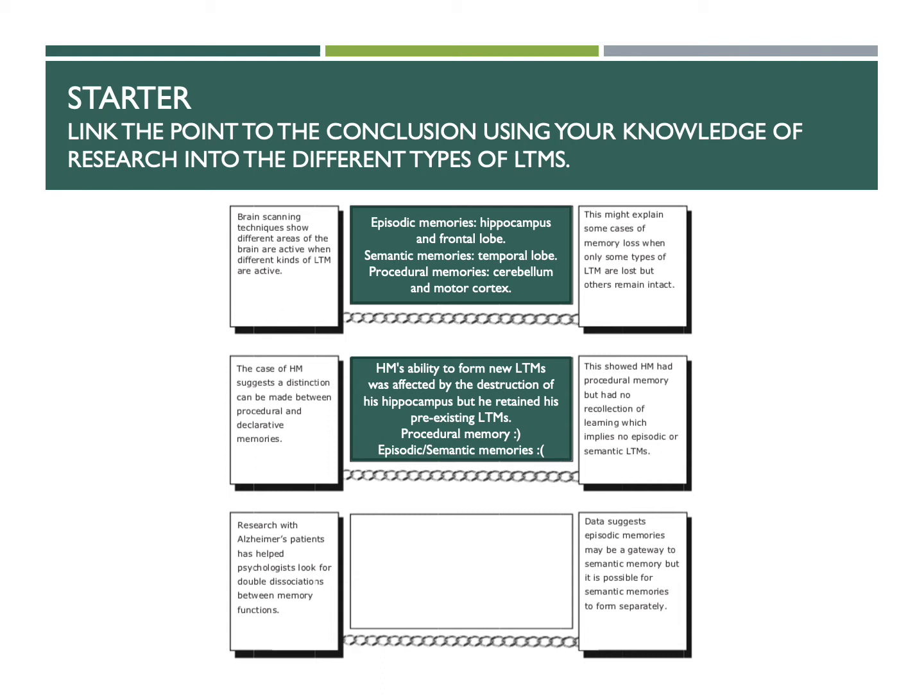So after his operation, he could form procedural memories, but he couldn't form any episodic or semantic memories. So the way they did this was they did a mirror drawing task. So he had to draw the outline of a star by just looking in the mirror. And if you've ever tried to do this, it's a really, really difficult thing to do.